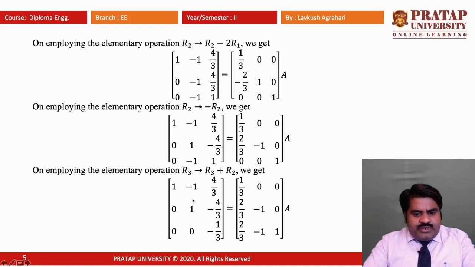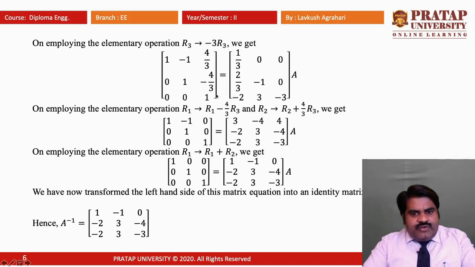Now we have to make the element lying below the element A22, which is the element A32, equal to 0. For this, we have to make the operation R3 plus R2. If we make this operation, we get 0 at the position of A32. The same operation is implemented on the matrix on the right hand side. We get the elements 2 by 3, minus 1 and 1.